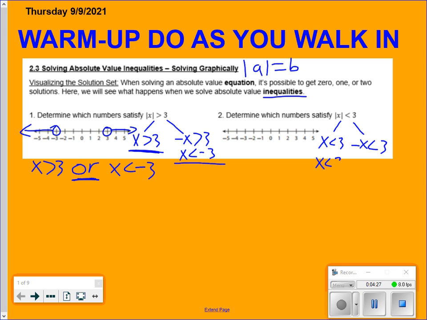So x is less than 3, x is greater than negative 3. All right, so this one's going to be a little different. We're going to see on our number line here, we have a 3 and a negative 3. So when x is less than 3, I'm everything this way. And when x is greater than negative 3, I'm everything this way, right? But I see I have some overlap right here. And that overlap will be our answer.